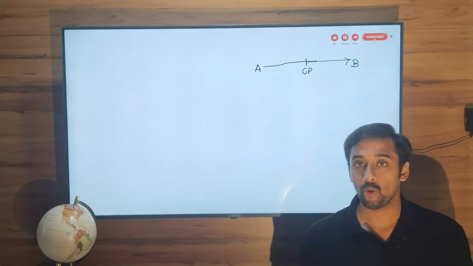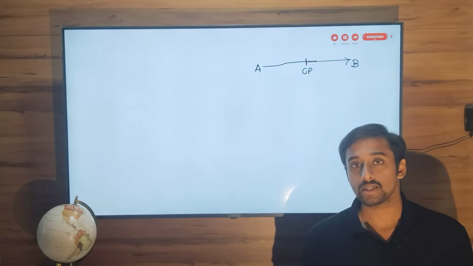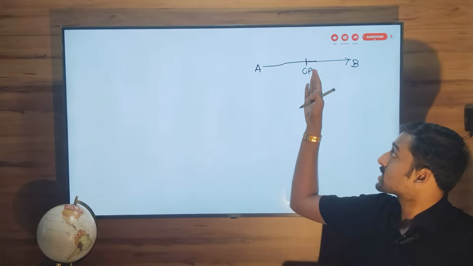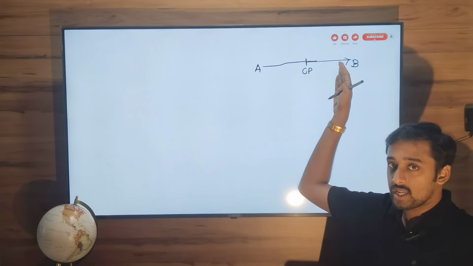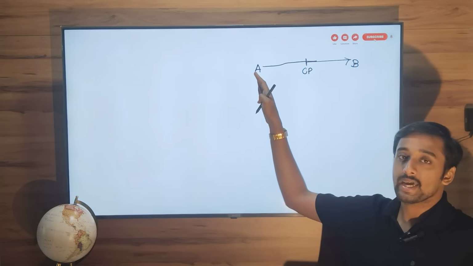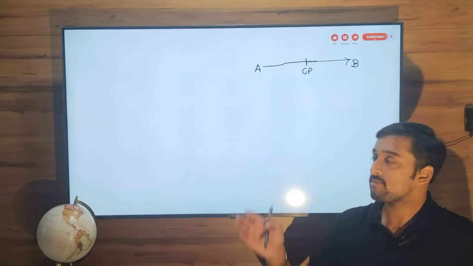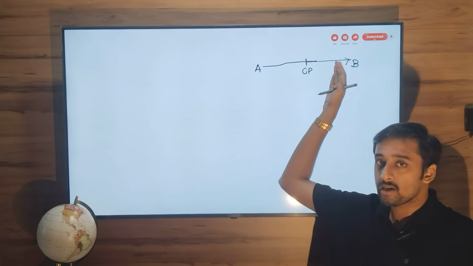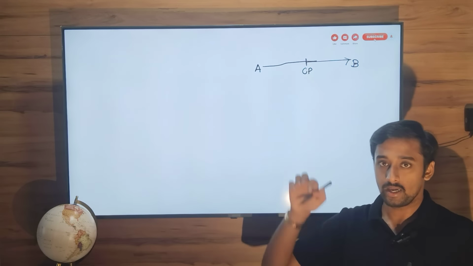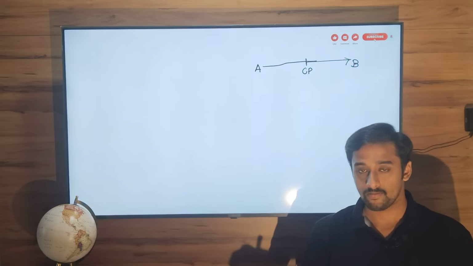We have a critical point here. Now, the critical point is the point where you assume your engines have failed, and from that point you can either continue to your destination or come back to point A. Either way, the time taken will be the same. The time to go from CP to B will be equal to the time to go from CP to A. Okay, equal amount of time.